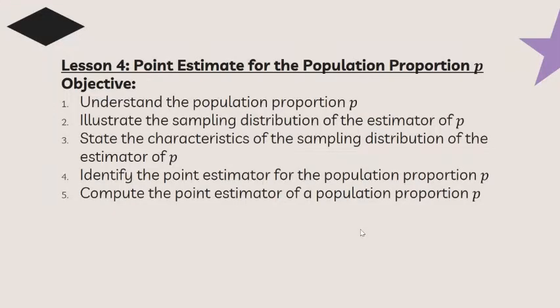We're now on our Lesson 4, which is point estimate for the population proportion P. Our objectives are: first, understand the population proportion P; second, illustrate the sampling distribution of the estimator of P; third, state the characteristics of the sampling distribution of the estimator of P; fourth, identify the point estimator for the population proportion P; and lastly, compute the point estimator of a population proportion P.